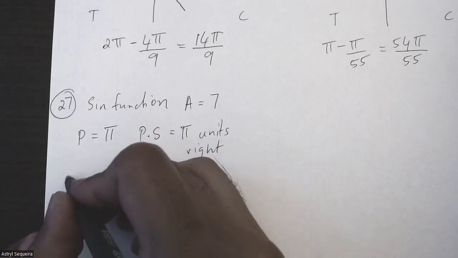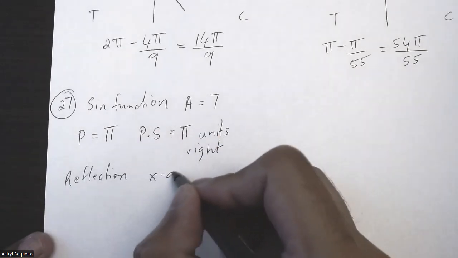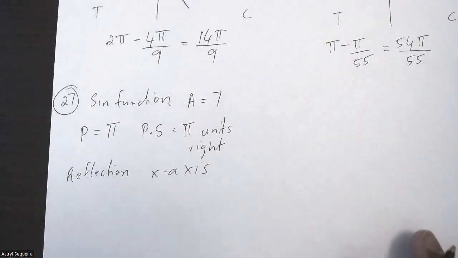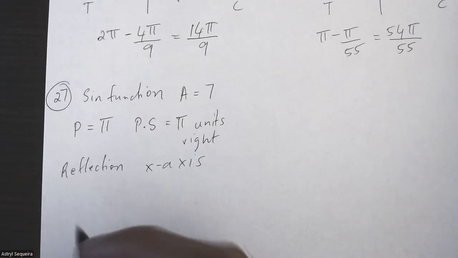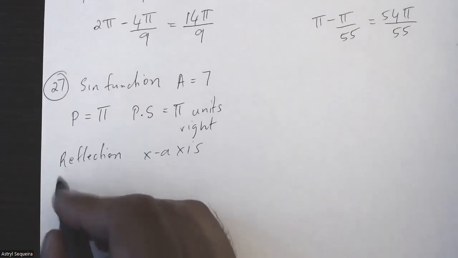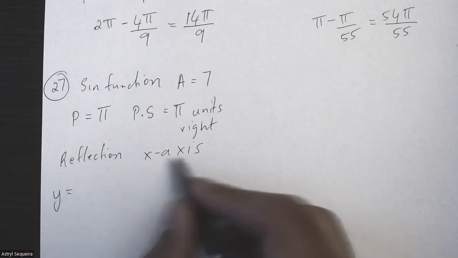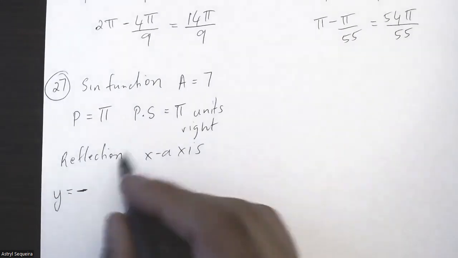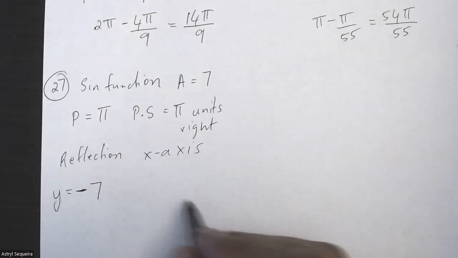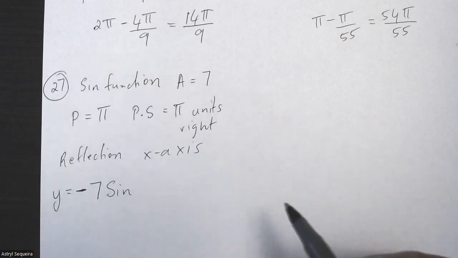And it has a reflection in the x-axis. And we need to write a formula for this equation. Again, there's multiple possible solutions, so I'll just do one solution over here. I'm going to start with y equals. A reflection in the x-axis means we need a negative. Then we put the amplitude here, 7. Then we have sine because it's a sine function.